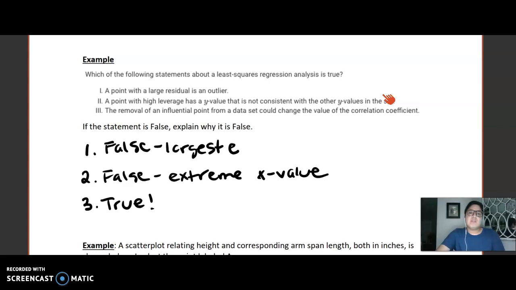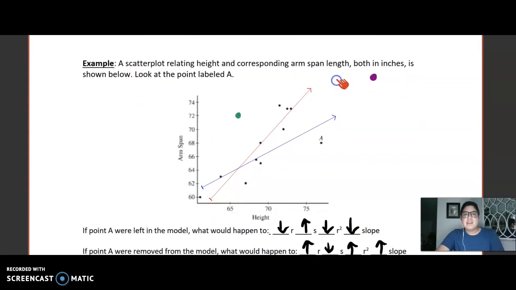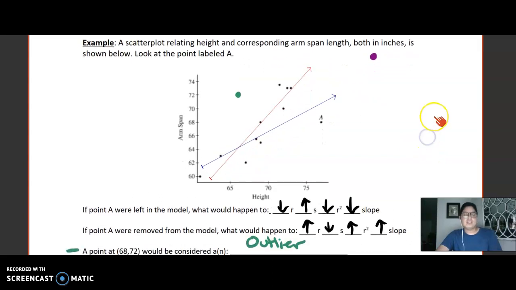And the removal of an influential point can change the value of the correlation coefficient. Most definitely true, that's what we've talked about. So we should get false, false, true. Now, I do like this question, and it has shown up on previous AP exams, but suppose we have a scatter plot relating height and arm span, both in inches, and we have point A.